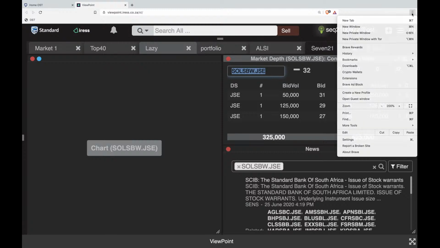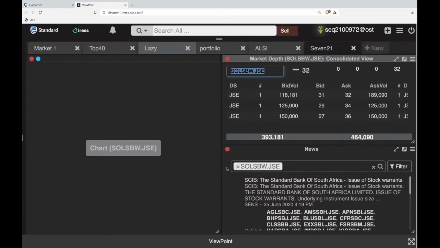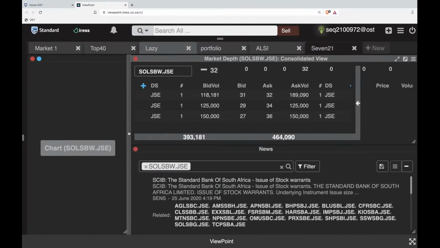There we go. That's better. Okay, so now we've got it much more in the screen. There it is. Now it is centered on the screen.